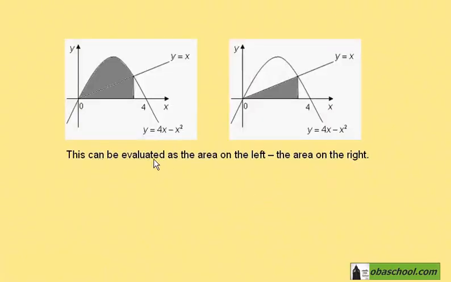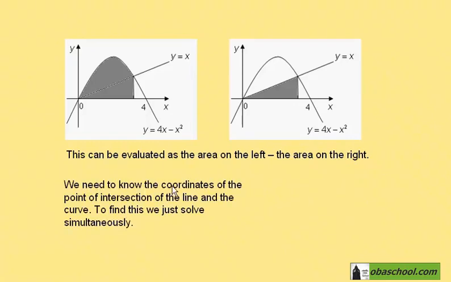This can be evaluated as the area shown on the left here, which is the area between the curve and the x-axis, take away the area on the right, which is this triangle just below the line y equals x.